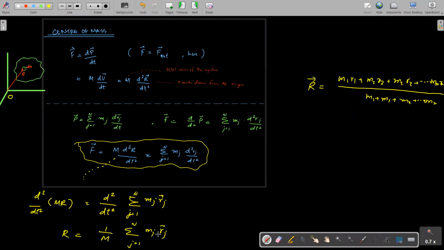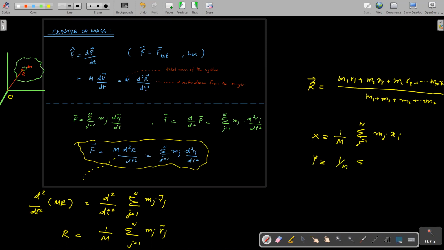ഇതിനകത്ത് നമ്മൾ r ന്റെ ടേംസിലാണ് എഴുതിയിരിക്കുന്നത്. r could be xi plus yj plus zk, right? 3-dimensional ആണ്. അപ്പൊ നമുക്ക് x ന് ഉള്ള ഇക്വേഷൻ ആയിട്ട് we can write x equal to 1 by m of j equal to 1 to n mj xj എന്ന് എഴുതിക്കൂടെ? m1 x1 plus m2 x2 plus. Likewise, you can find out the x coordinate of the system.